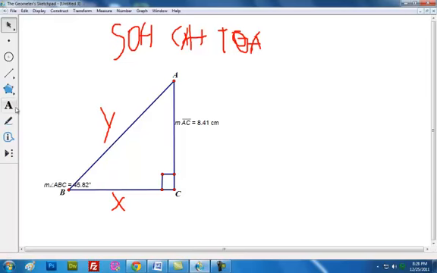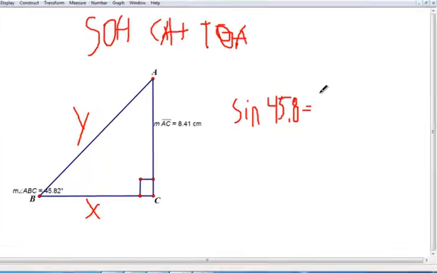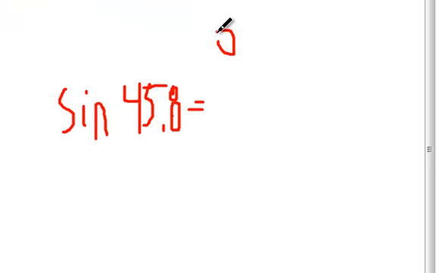So we write out this equation. Sine of angle B, so sine of 45.8 degrees equals opposite, 8.4. I'll just do 8.4 over hypotenuse y.